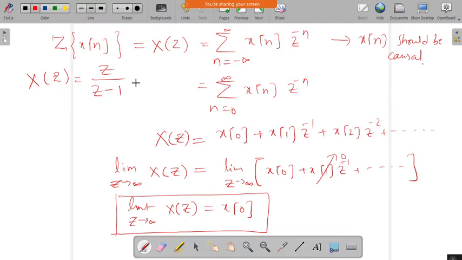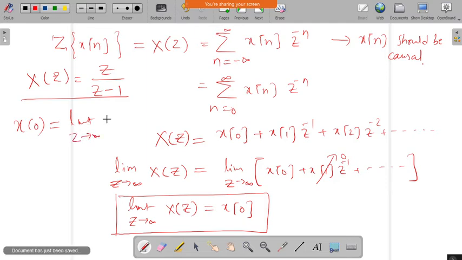Now if I do not know whether it is the unit step or another signal, and I only know X of z, that is the z transform of the signal, and I find out the initial value of the signal, x of 0, then we can apply this one, limit z tends to infinity. So X of z, I am substituting z by z minus 1.